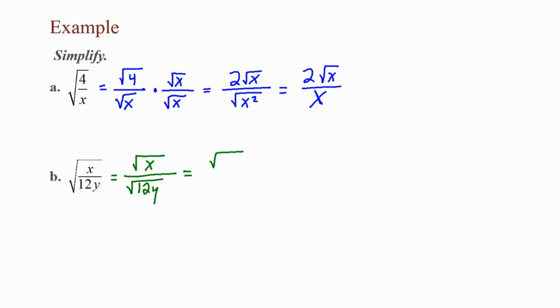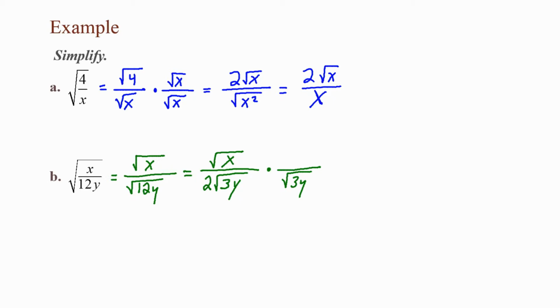So I have the square root of x divided by the square root of 4 is 2, square root of 3 I don't know, square root of y I don't know. Then I can rationalize my denominator. So I multiply this by the square root of 3y, because 3 times 3 is 9 and y times y is y squared. The 2 is no longer under the radical, so I don't have to include it.